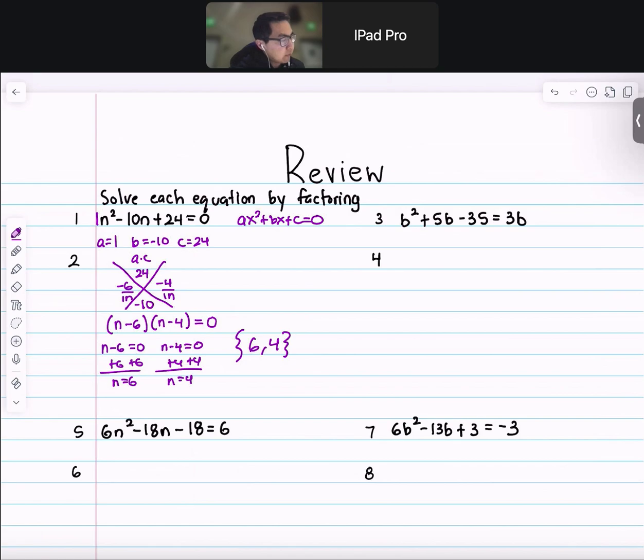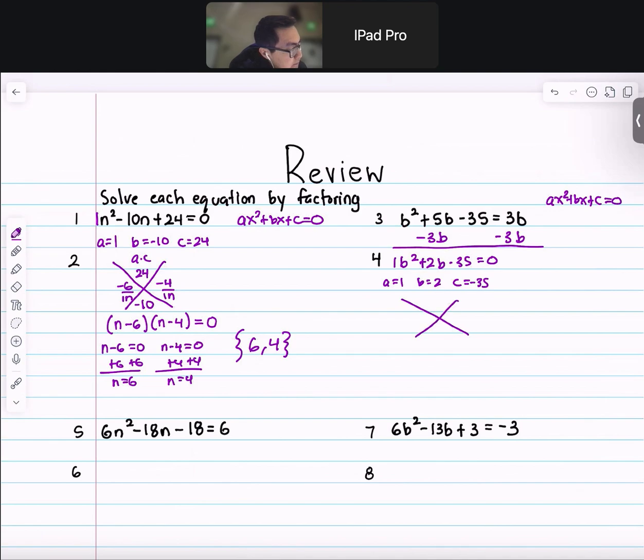Question 3. Now, remember, you guys have to make sure it's in the ax squared plus bx plus c equals 0 form, right? Now, I noticed that first of all, this is not even equal to 0, right? So what we're going to do is subtract this from both sides. So subtract 3b from both sides, and you get b squared plus 2b minus 35 equals 0. And again, we're going to factor. A equals 1, b equals 2, c equals -35.